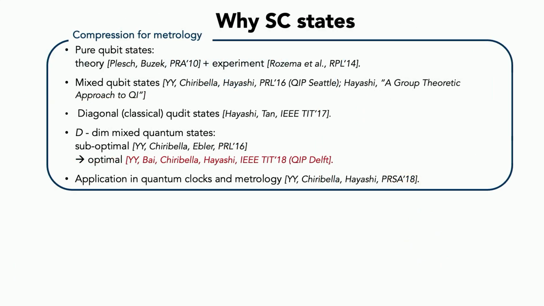Okay, so now enough about n-copy states. Why are we particularly interested in shallow circuit states? Well, for this, let me briefly review the literature of n-copy state compression. So this task of n-copy state compression has been done for pure qubit states, mixed qubit states, and some classical systems. And at QIP, maybe 7 years ago, I presented this general result on optimal compression of d-dimensional mixed quantum states. So we have the optimal protocol for that.